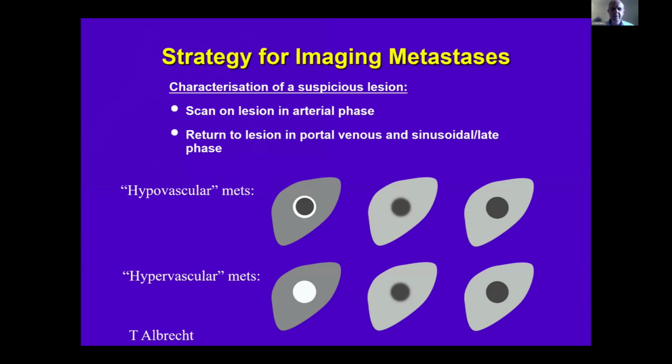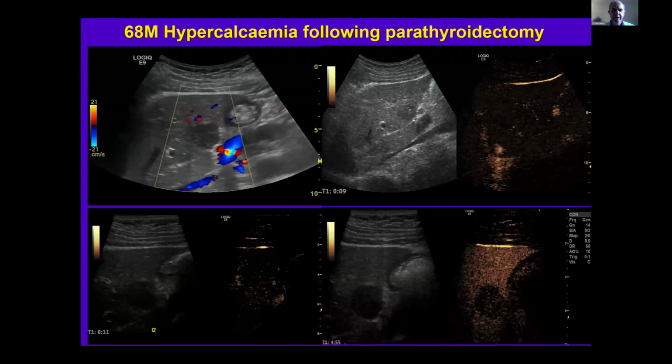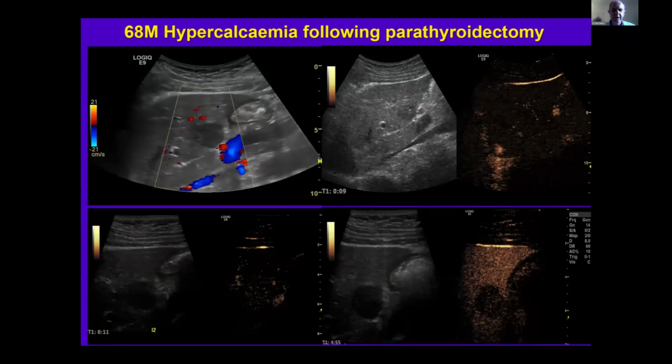Strategy for imaging metastases, again, it's the same as any focal liver lesion. So you look at the arterial phase, the portal phase, and the late phase. And there are two main types of metastases: hypovascular metastases from colon, stomach, pancreas, for example, or hypervascular metastases from melanoma, thyroid, or renal. So here's an interesting case: this patient had hypercalcemia following parathyroidectomy.